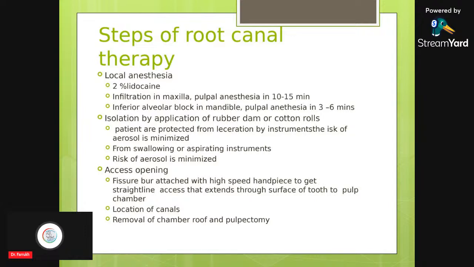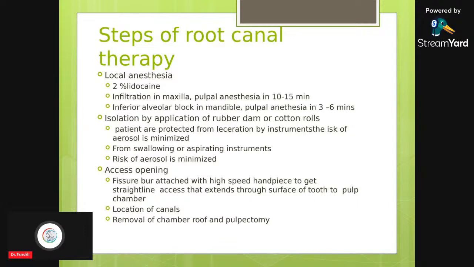Then the second step is basically isolation with the application of rubber dam or cotton roll. In this step, the patient is protected from laceration by the instruments, from swallowing or aspirating instruments, and the risk of aerosol is minimized. Okay. The third step is access opening.